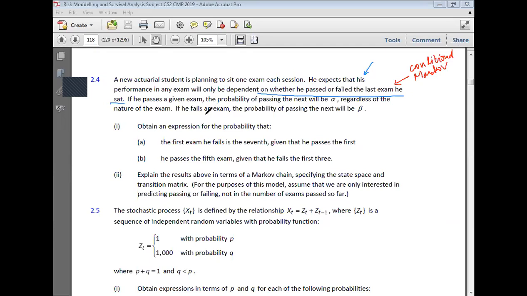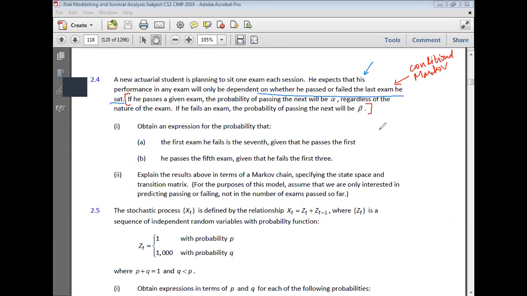If he passes a given exam, can you guys guess what the states are? Let's say you were to denote this particular process using a Markov chain, what kind of process will you use? What kind of states will you have? Anyone? Exam, pass and fail. What did you say? 1, 2, 3, 4, right?